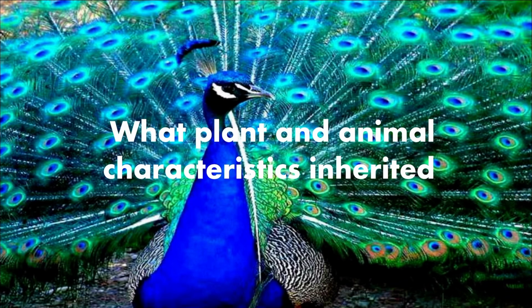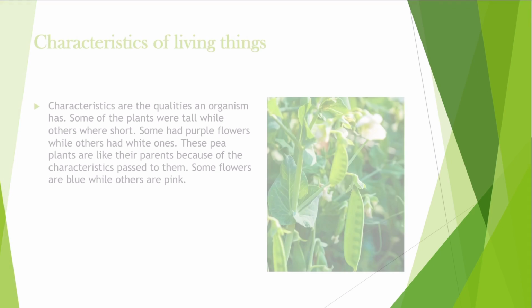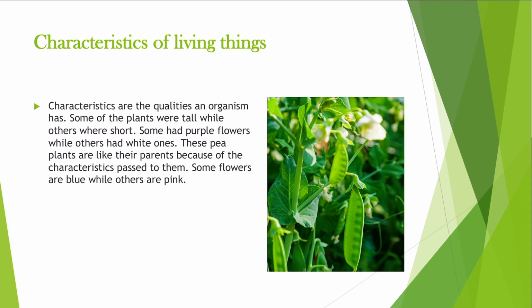It's me, Maya, and today our topic is what plant and animal characteristics are inherited. Let's get started. Let's start with the characteristics of living things. Characteristics are the qualities an organism has. You can see this pea plant right here. Should we talk about all of its characteristics?